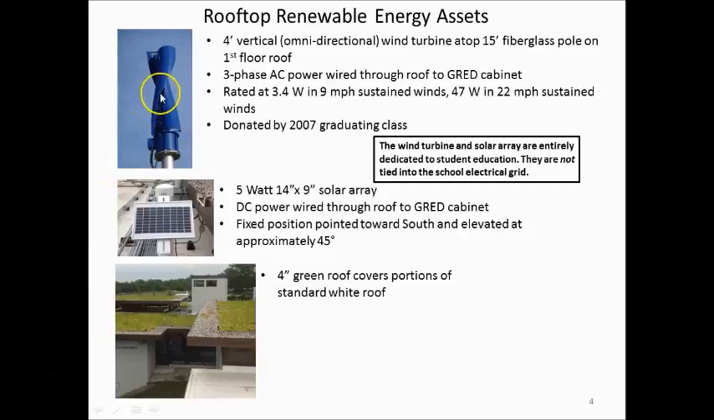This slide provides some basic information on the wind turbine, the solar array, and the green roof. The wind turbine and the solar array do not produce very much electrical power. They are not tied into the school electrical grid. Instead, they are dedicated entirely to student education. The green roof, on the other hand, does have practical utility for insulating parts of the school and also controlling the amount and temperature of water runoff.